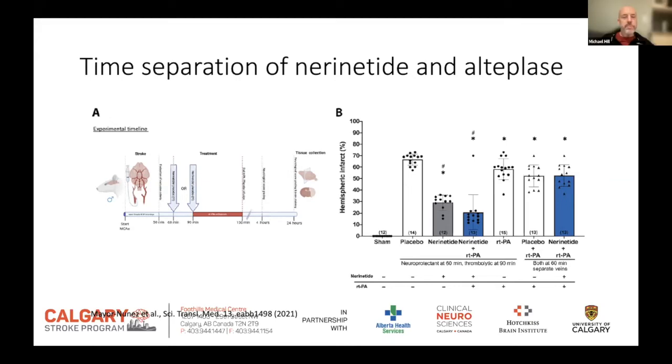Thanks, Dagmar. So here's nerinotide given just 30 minutes before alteplase, and then here's nerinotide and alteplase given together.